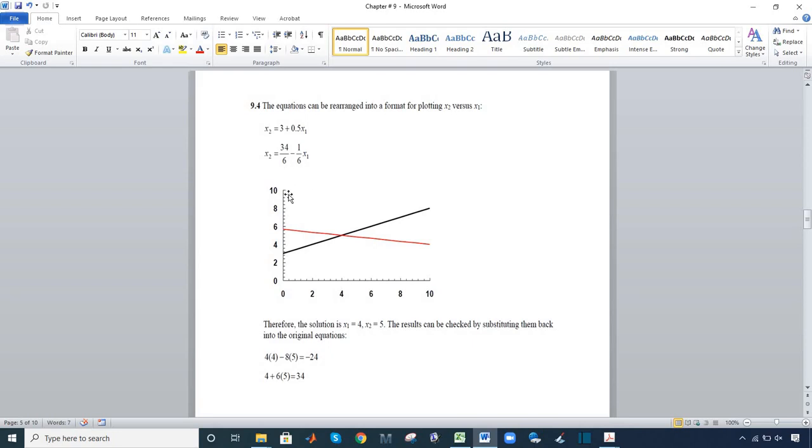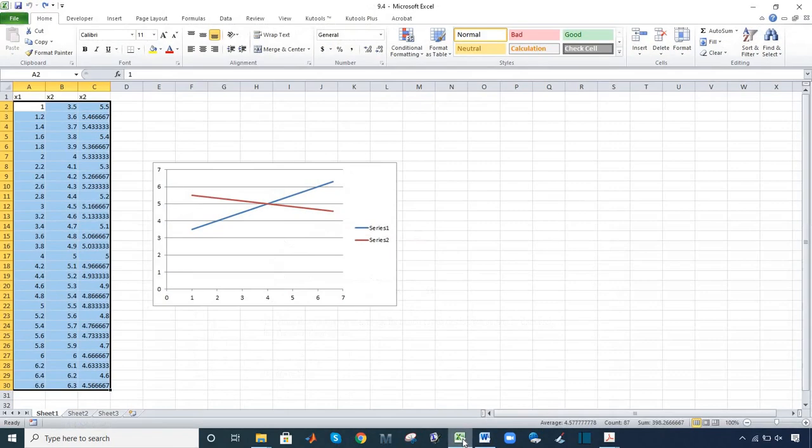Then you can draw a graph like this. In Excel, if you practice like this, the graph will be obtained. For example, when I draw these two equations in graphical form, I found that x1 is equal to 4 and x2 is equal to 5.